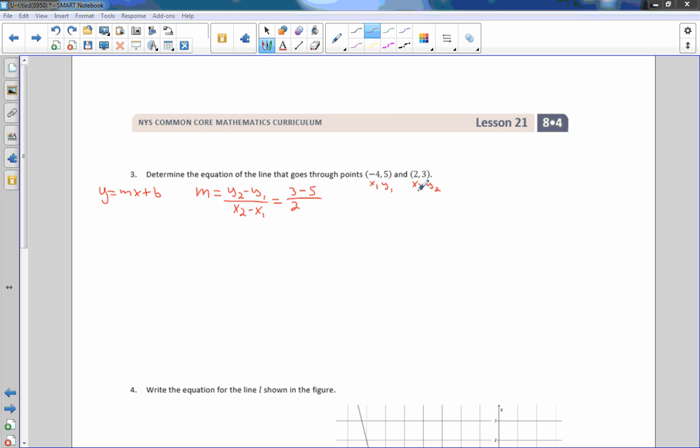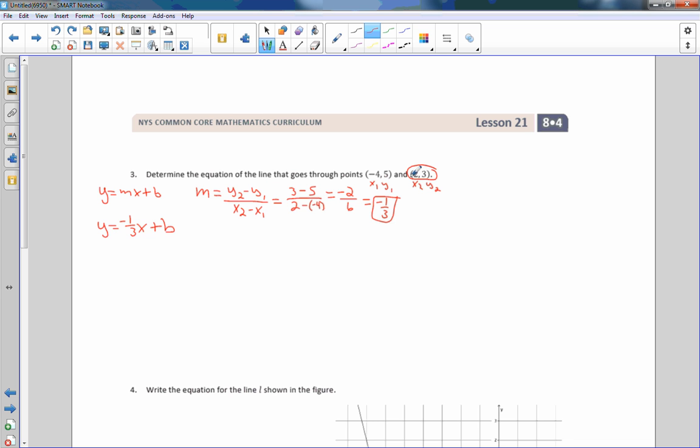So 3 minus 5, and then finally, where was I? x2 is 2 minus x1, careful with the minus a negative 4. So 3 minus 5 is negative 2, and 2 minus a negative 4 is 2 plus 4, which is 6, and that reduces to negative 1/3. So there is my m. So now I have y equals negative 1/3 x plus b.